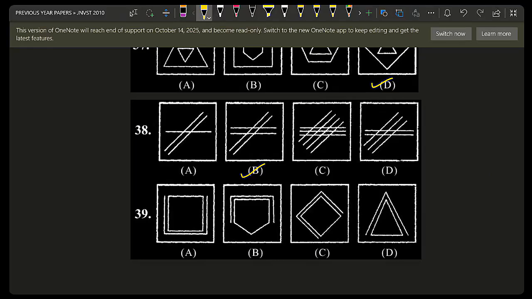And 39. Except figure B, one outer line of the inner design is omitted, but in figure B, two outer lines are omitted. So you can see how many outer lines are omitted here? One, here also one, here also one. But here two outer lines are omitted, option B.